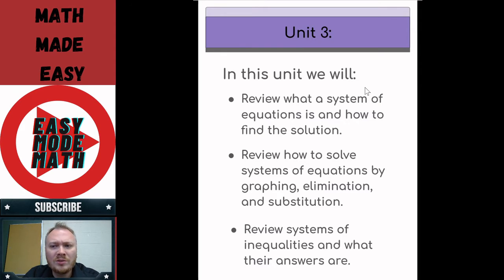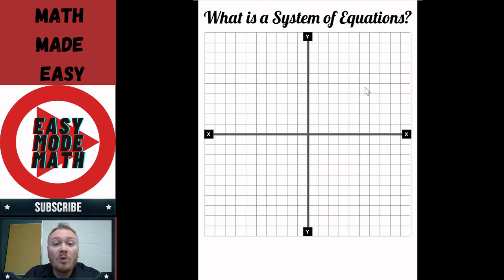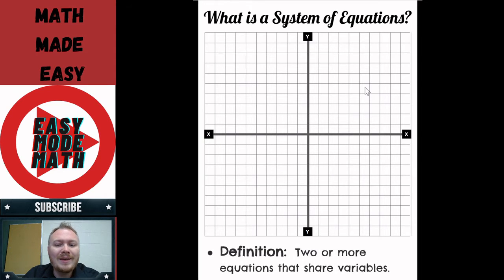So if you are interested in these topics, make sure you tune back in for future videos. But in this video, we're going to focus on what is a system of equations and how do you solve it by graphing. What is a system of equations? It is two or more equations that share variables. So a system of equations is just more than one equation. I think a lot of times we get caught up in this word system, and that's confusing, but really it's just more than one equation.